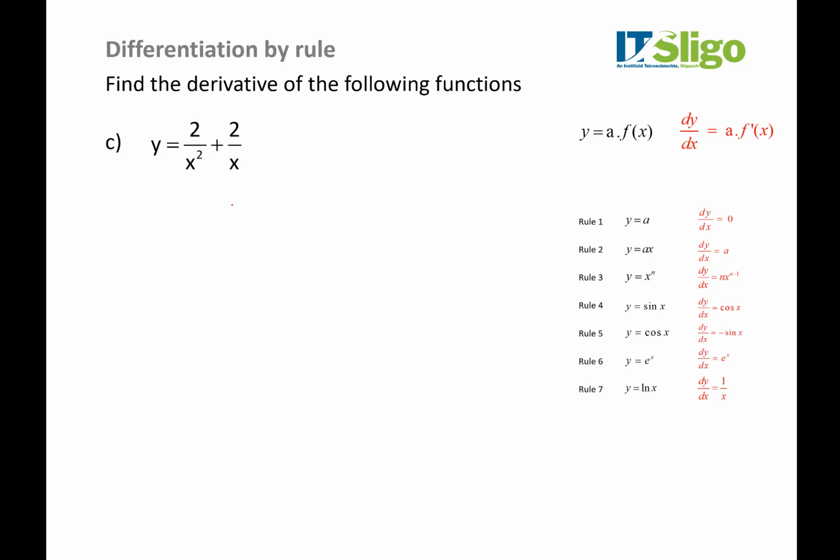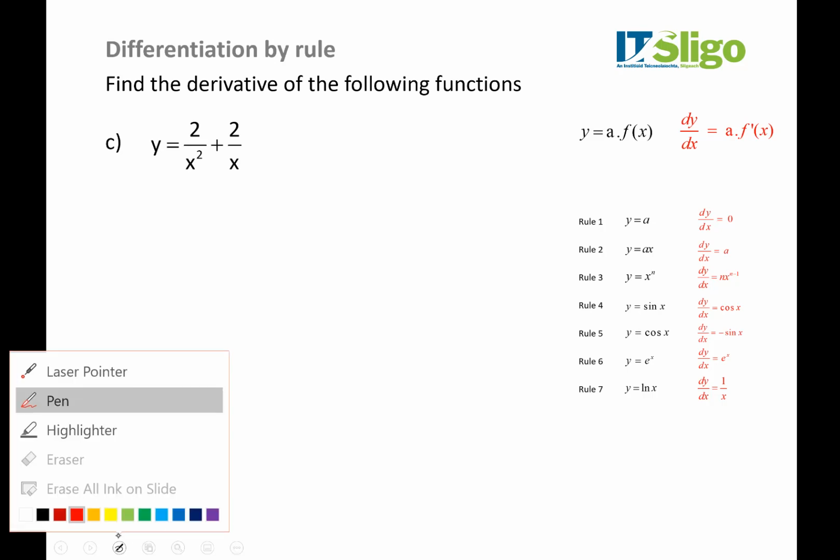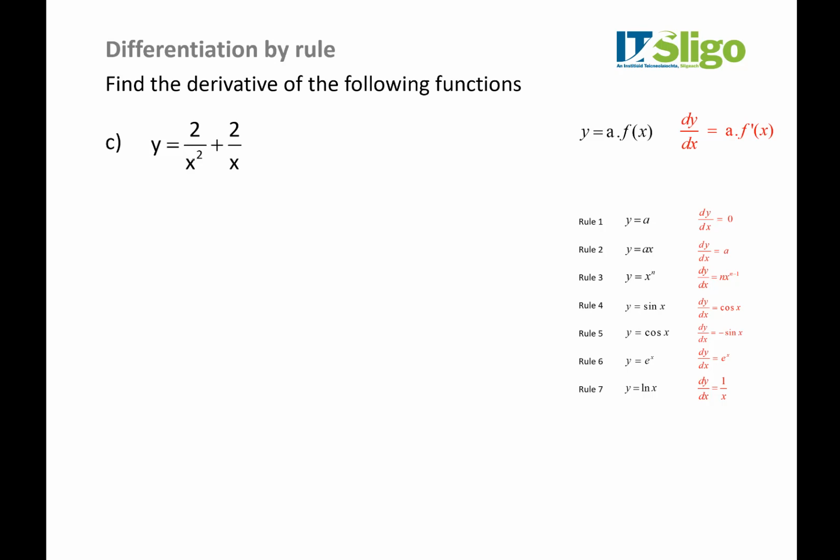This one's a little bit trickier. Anytime you have powers below the line, it always makes sense to rewrite them. Notice I'm not changing the function. This becomes 2x to the power of minus 2 plus 2x to the power of minus 1. So I always prefer to write rational or reciprocal terms using powers first.